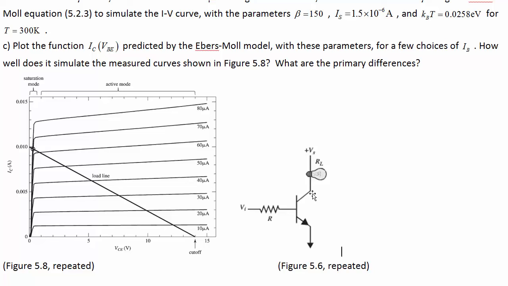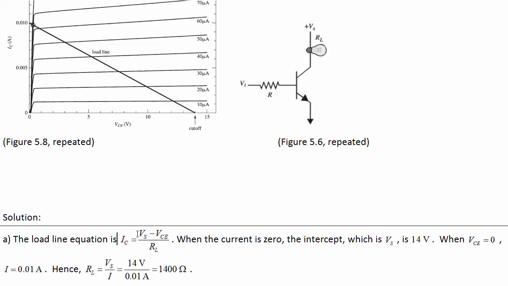Okay, so what you should do is first write out the load line equation using variable VS and RL. And then using that equation and this graph, you can pick off what your VS and RL are. Okay, load line equation is the collector current is equal to the drop across this resistor divided by that resistance. And looking at this equation, you can see, well, we'll get 0 collector current when VCE is equal to VS. From the plot, that's when VCE is 14, so VS must be 14.